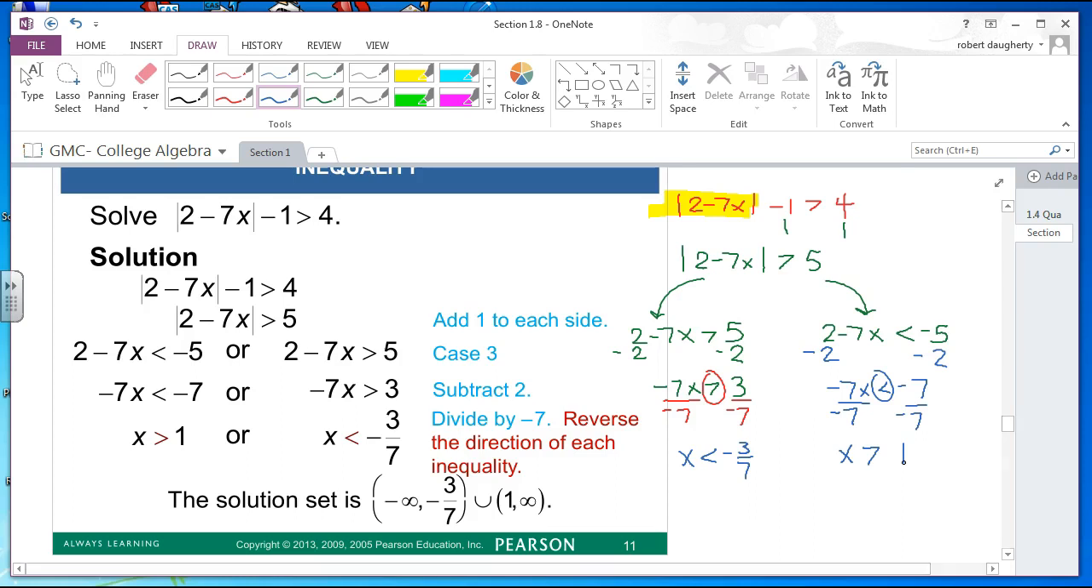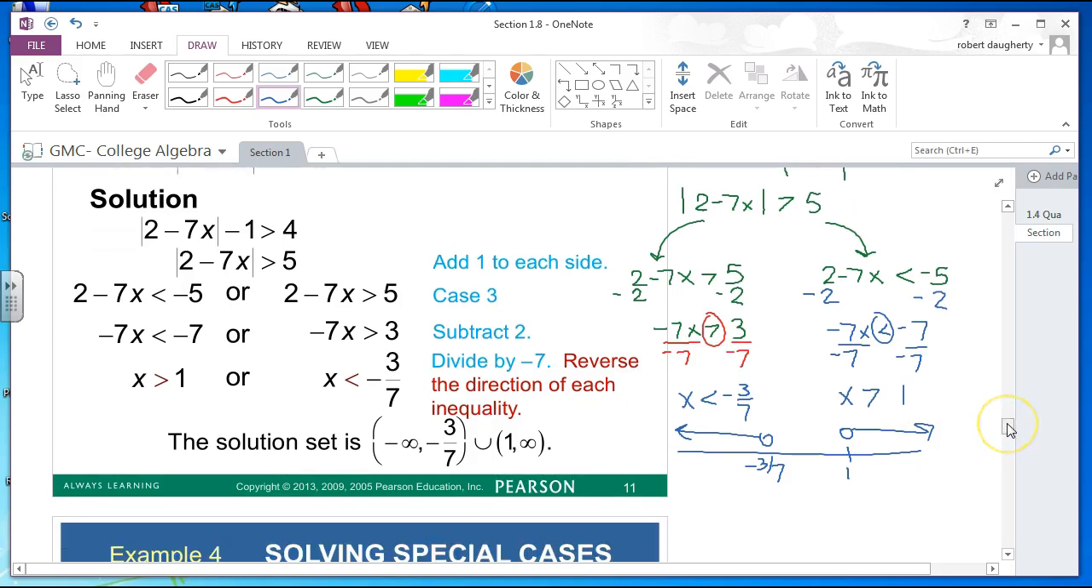So what are all the numbers that are less than -3/7 or greater than 1? Here's 1. Here's -3/7. To be less than -3/7, that's this situation. To be greater than 1, shade to the right. Those are two distinct intervals. So this is the interval from negative infinity to -3/7, or the interval from 1 to infinity. So again, these are linear. The catch that's thrown in is the absolute value. So you've got to know how to break them into two separate problems.